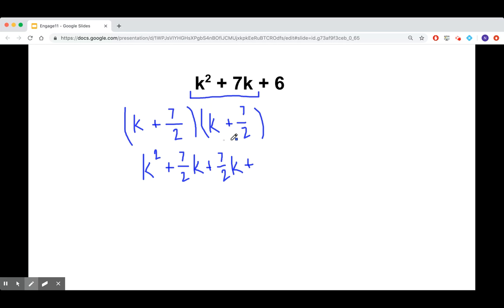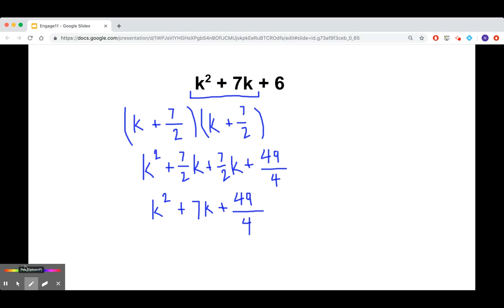And when I'm multiplying those two improper fractions, I'll do top times top, bottom times bottom for 49 over 4. And of course, I can combine my like terms to simplify for k squared plus 7k plus 49 over 4. Now, again, our constant term does not match our original expression, so we're going to need to play around with that improper fraction so that we can include the perfect square in our final answer.